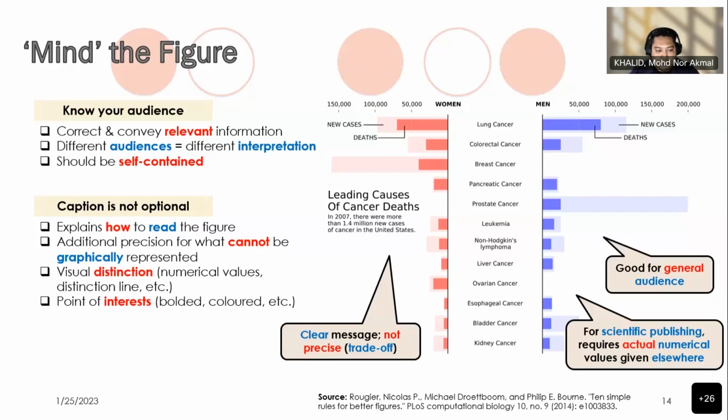And of course you need to use a point of interest, meaning that you have to highlight them. You have to use red color, bold or something. Like you can see from my own slide, I use red color to highlight what's for general, and then some important points for the audience using blue.